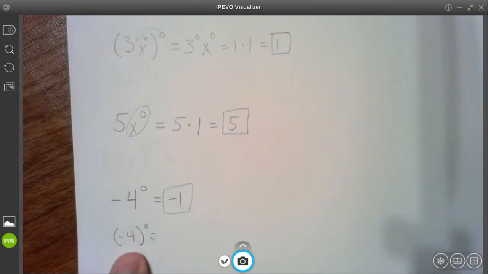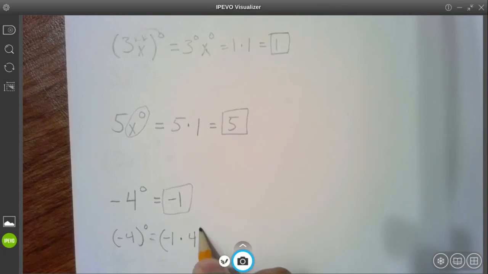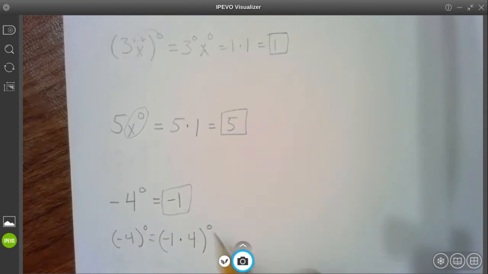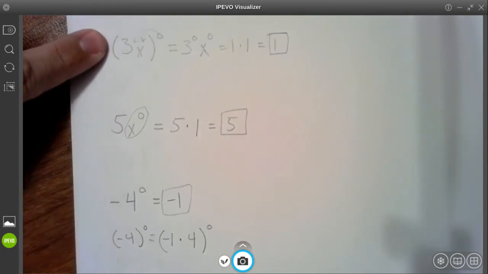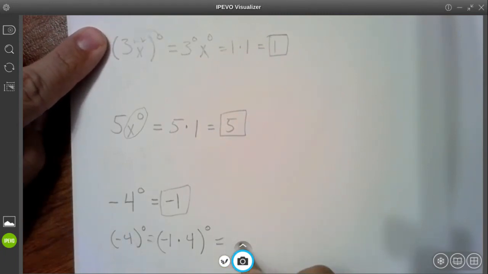But in this example, the 0 does apply to the negative, and it applies to the 4. So if you wanted to write it out in expanded form, you could think of it as negative 1 multiplied by 4, all of that raised to the 0. And so what it ends up looking like is this example up here. The 0 gets distributed across the whole thing. For that one, the answer would be positive 1.